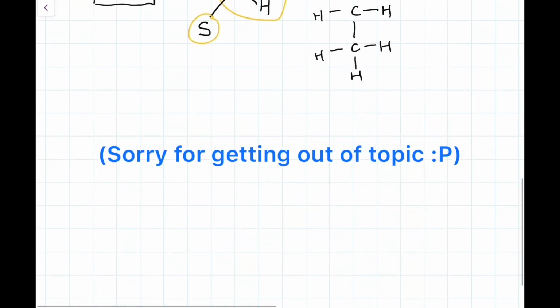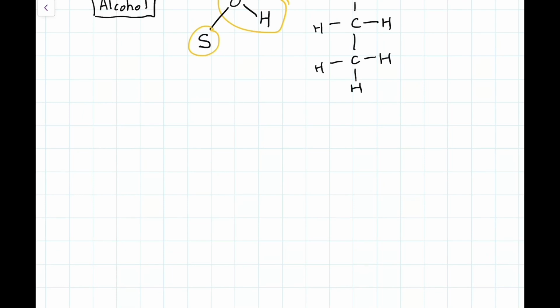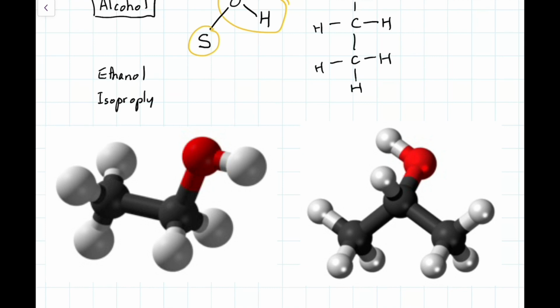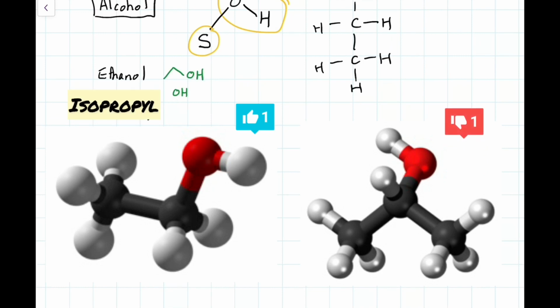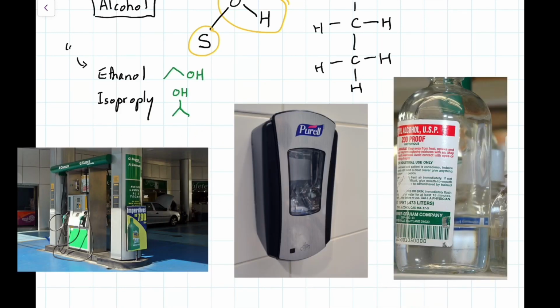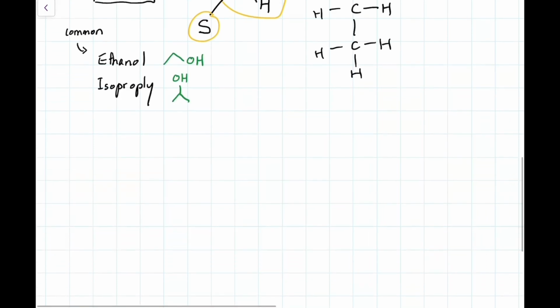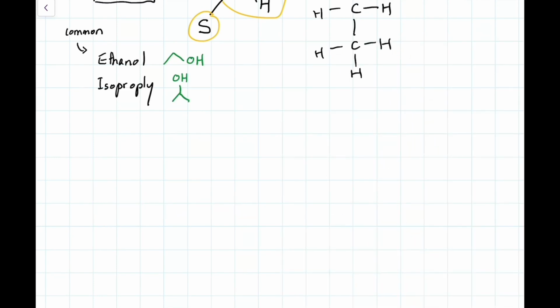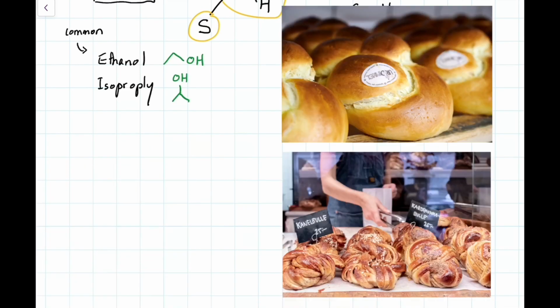Now, in healthcare, alcohol means either ethanol or isopropyl. The shorthand formula for ethanol is this, and the shorthand formula for isopropyl is this. Ethanol is the most common of the two. Not only is it used in medicine, it is also found in alcoholic beverages because it is a product of fermentation.